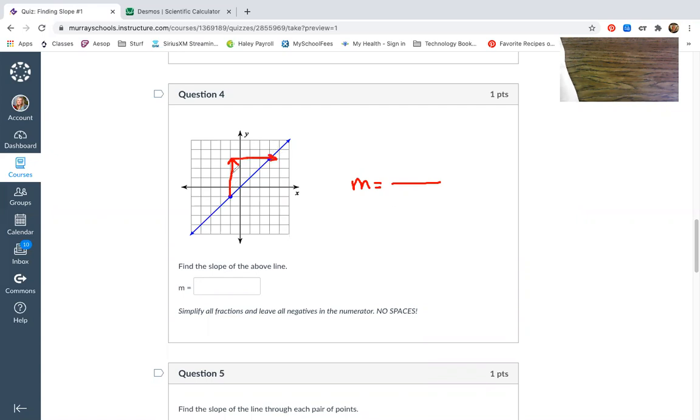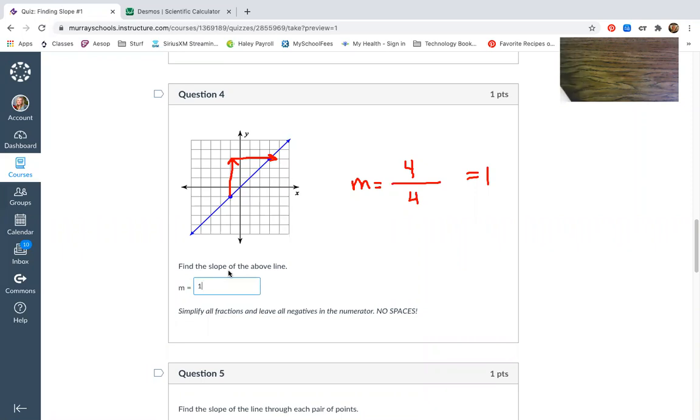So I go up 1, 2, 3, 4 spaces. Since it was up 4, that's a positive 4. And since I went to the right, 1, 2, 3, 4, it looks like it stops there. Spaces, that would be a positive 4 in the denominator. When I divide that, 4 divided by 4, I get 1. So my answer is 1.